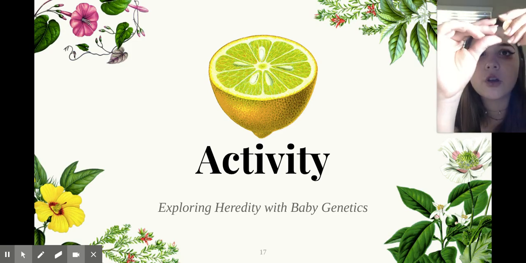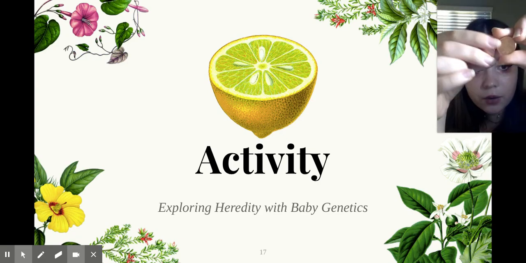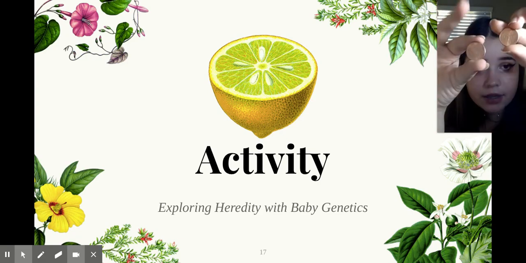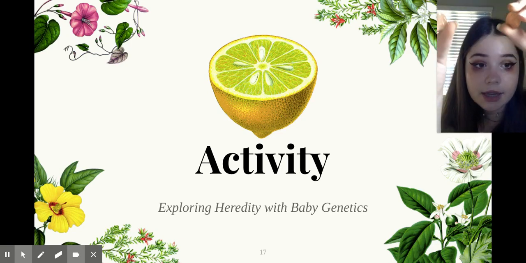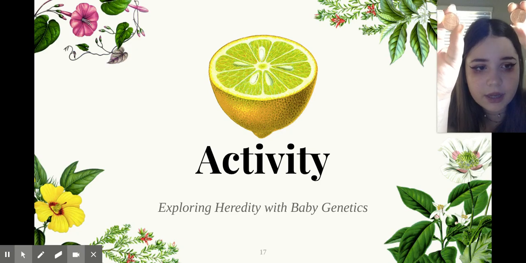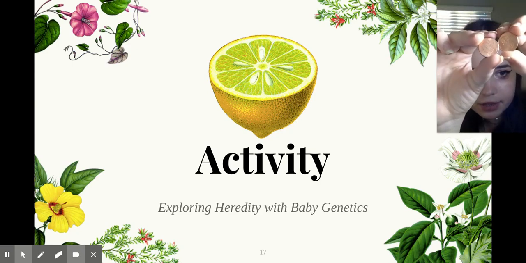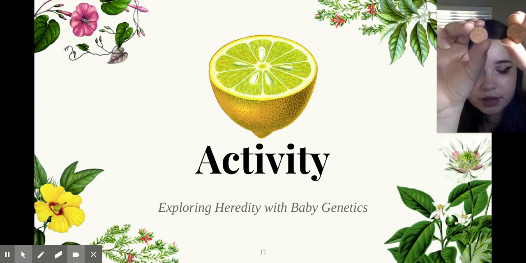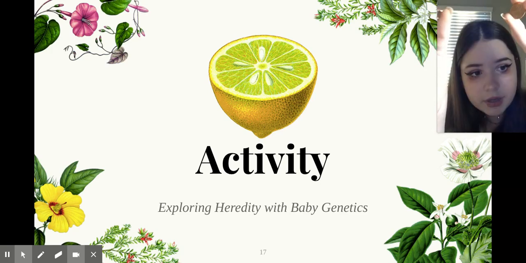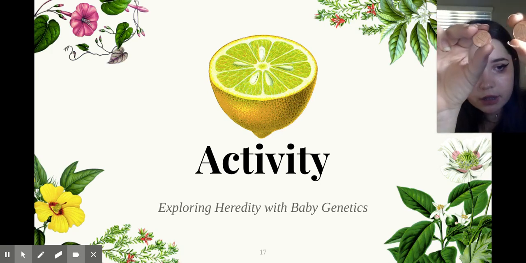Now, if we have one heads and one tails, we have dominant and recessive. This means that this is a heterozygous organism. Heterozygous means that there are two different alleles, a different allele from the mother and a different allele from the father. In complete dominance, the dominant trait is going to show through.